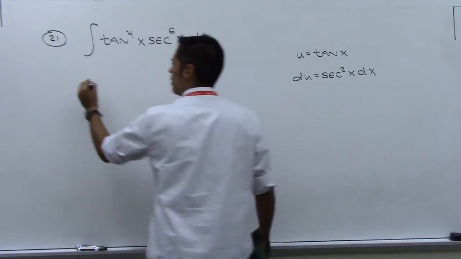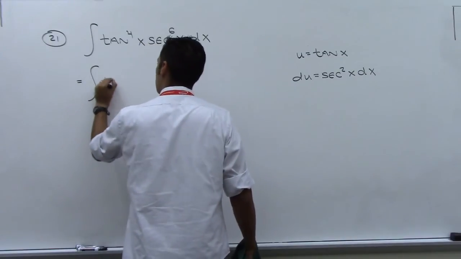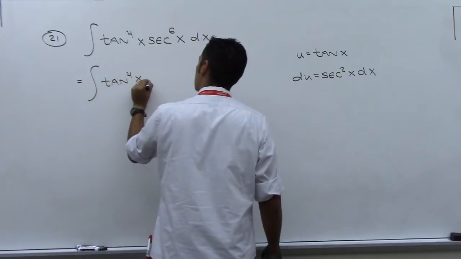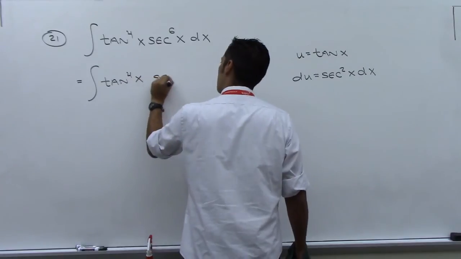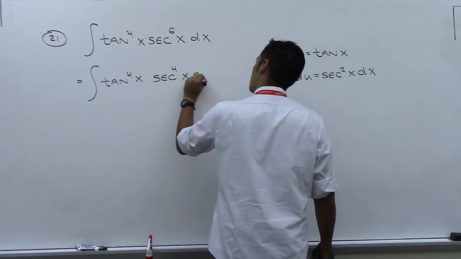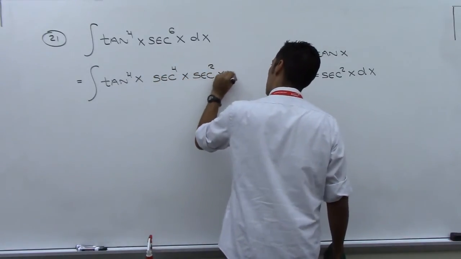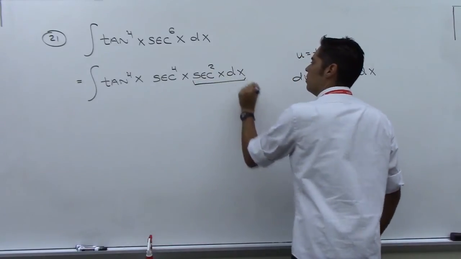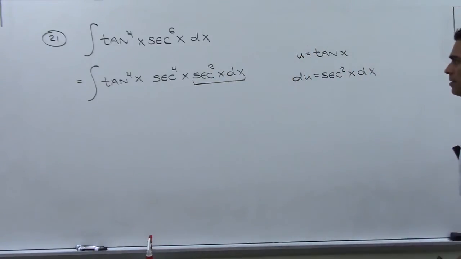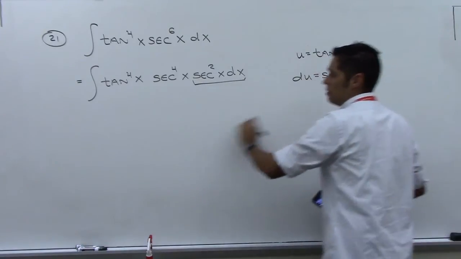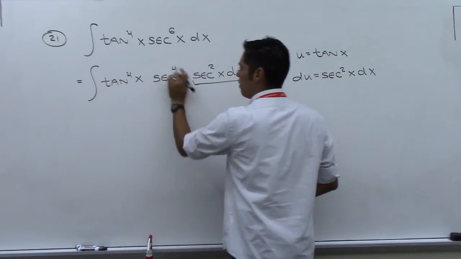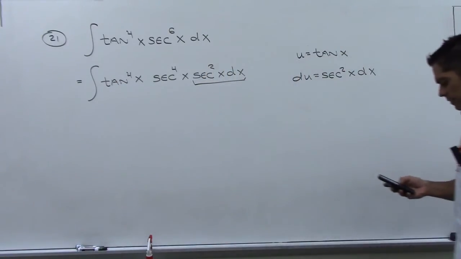Let me try this. Integral tangent to the fourth x. Let's see, I'm peeling off a secant squared x, which leaves me with a secant to the fourth x. That's du right there. My tangent can be replaced with u, so that's u to the fourth. So what about secant to the fourth? I've got to figure out what that is.